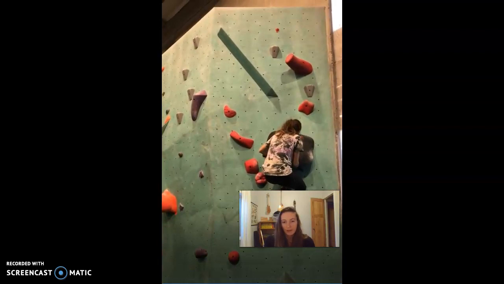So this move right here is called a knee bar, where you essentially jam your knee into the hold and it gets into a locked position. And so your knee has that entire hold that's pressed against it. And so you have all of this friction on your knee, and then you have your foot, which is pressed against the wall. So you have all of that friction against your foot. So it's a really good hold.